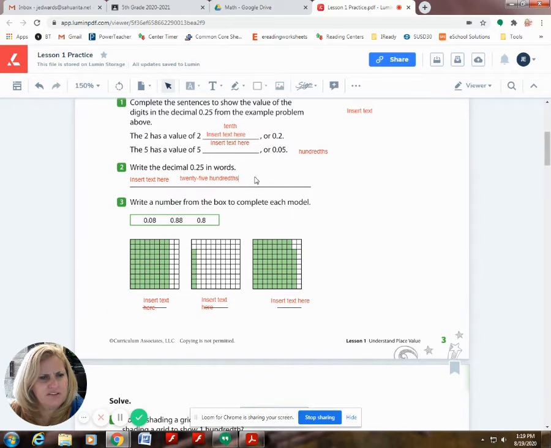Write a number in the box to complete each model. So this one, we're going to go 10, 20, because each column has 10 in it. 10, 20, 30, 40, 50, 60, 70, 80. So now I'm going to put my answer here. It's a decimal, so it's going to be 80 hundredths or just 8 tenths, okay?